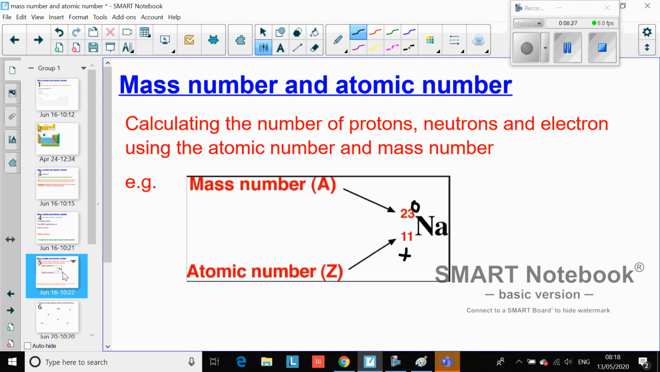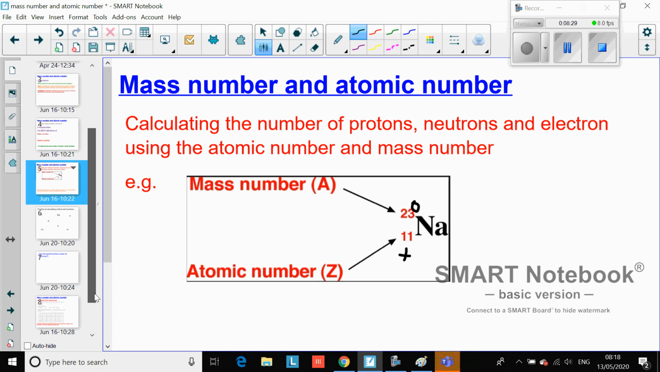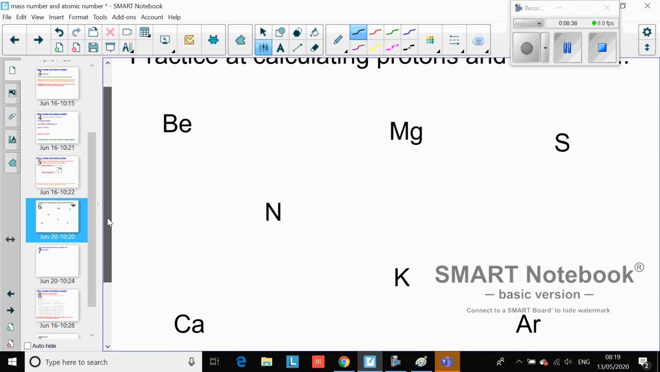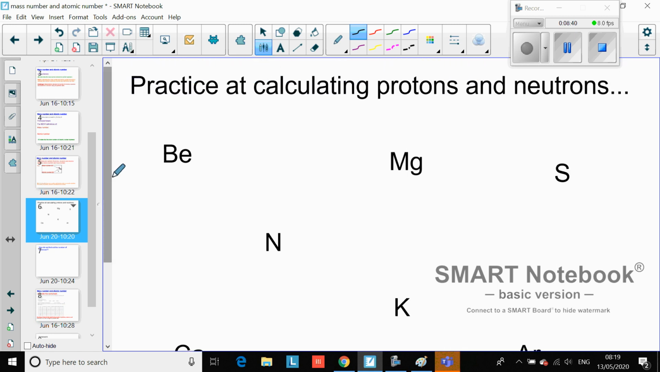Okay, so your next task is this. I would like you to use your periodic table, and again, you might need to pull one up off the internet. I want you to write down these elements, and I want you to work out the number of protons and neutrons. So let's do a simple one. Let's just do one together.